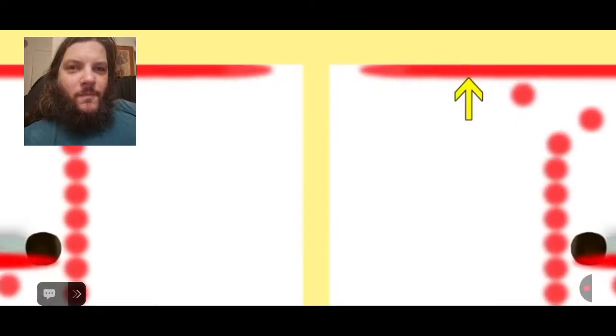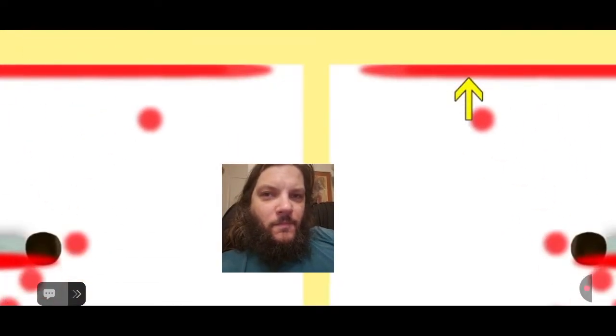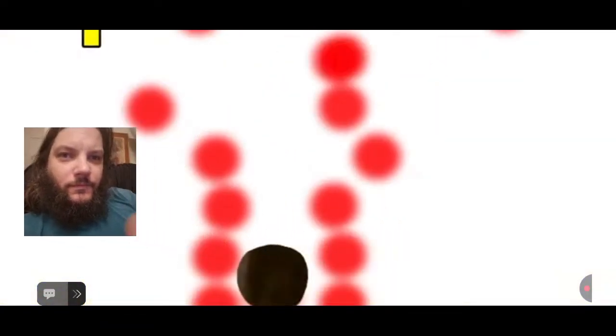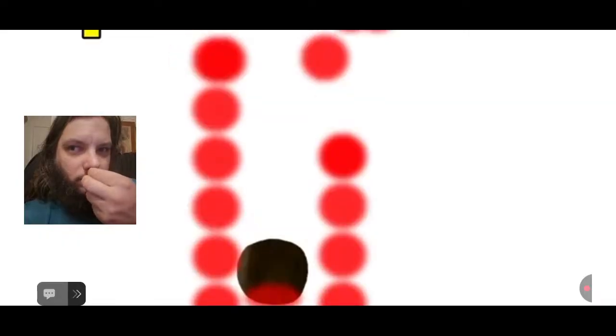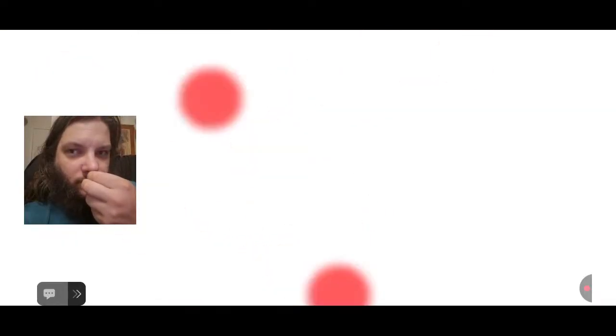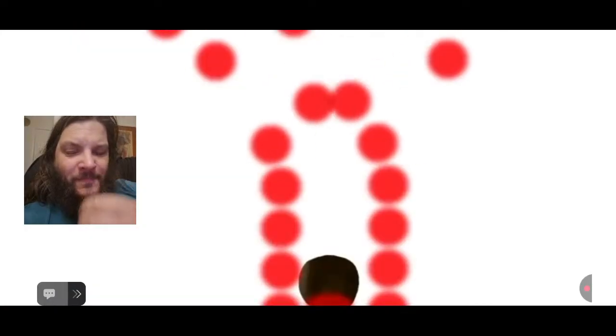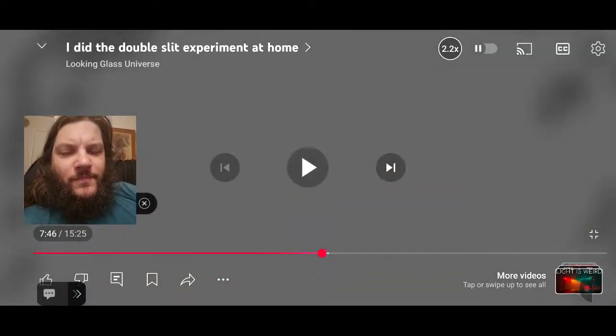And when the right path is open, some of your particles will reach that spot. But when both of them are open, it's like the particles from the right side and the particles from the left side just happen to cancel each other out in this spot, which just doesn't make sense. But why not? Why can't you just have the particles cancel?